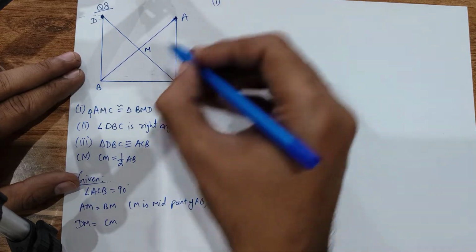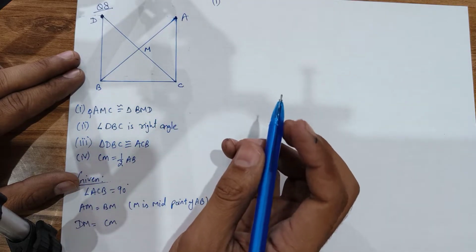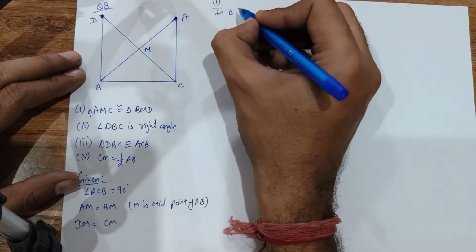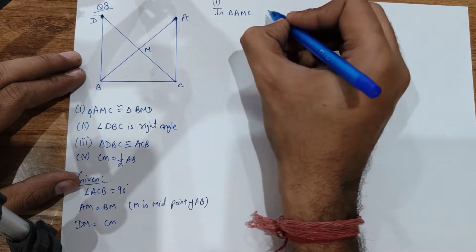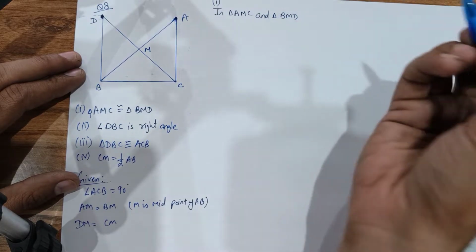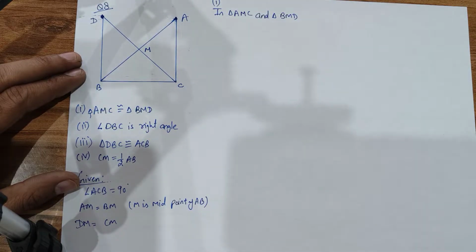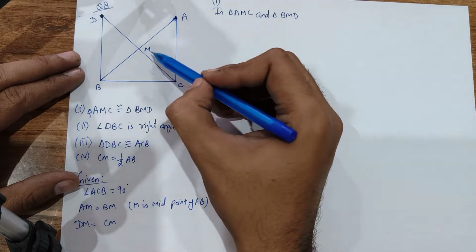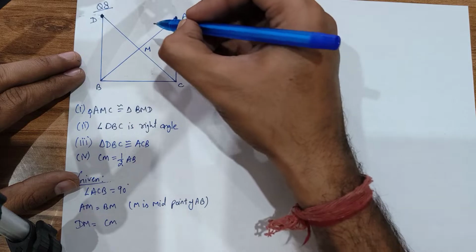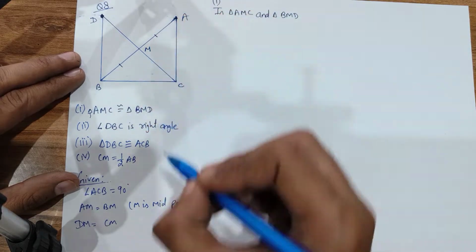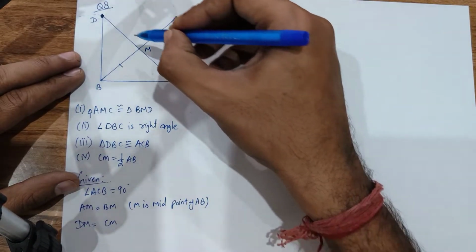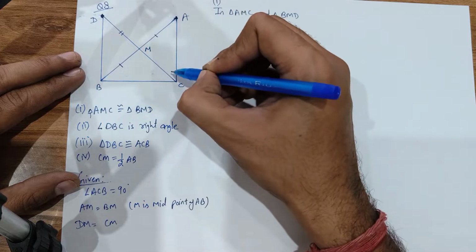First, we have to show that triangle AMC and BMD are congruent triangles. So we will take both the triangles. In triangle AMC and triangle BMD, we will find 3 relations so that we can prove that the triangles are congruent. If we focus on triangle AMC and triangle BMD, AM and BM are equal, it is given in the question, because M is the midpoint. And it was also given that DM and CM are equal. So side DM is equal to side CM.